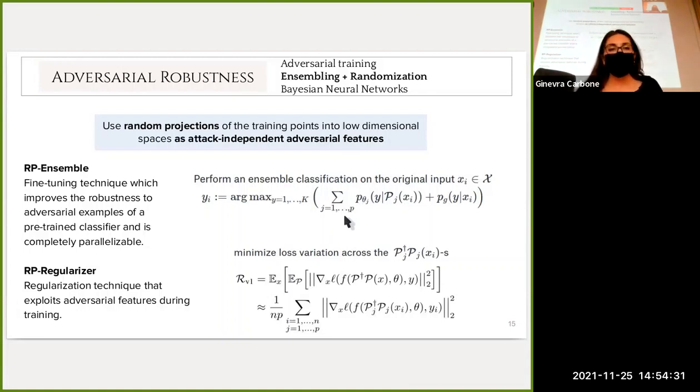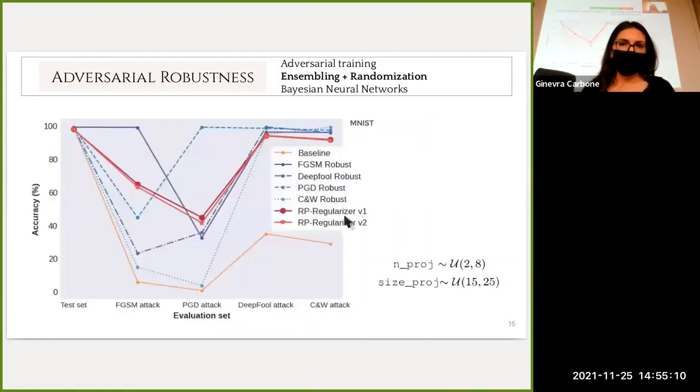The second technique that we propose is a random projection regularizer. This is a regularization technique, meaning that during training, when we are optimizing the loss function, we also add a regularization term, which is defined using these projections of the inputs. In this case, we are trying to minimize at each step of the update the variation of the loss across all the projections in the subspaces. And in both cases, we were able to achieve some good results in terms of robustness.